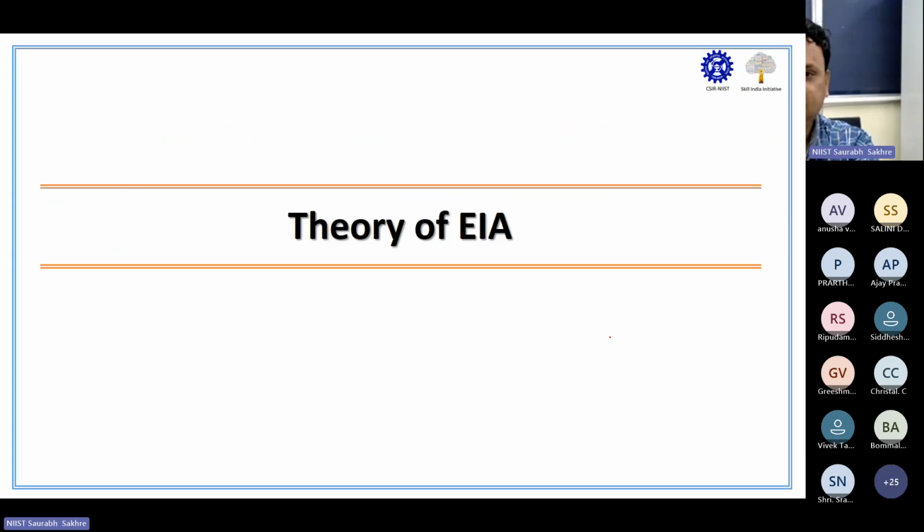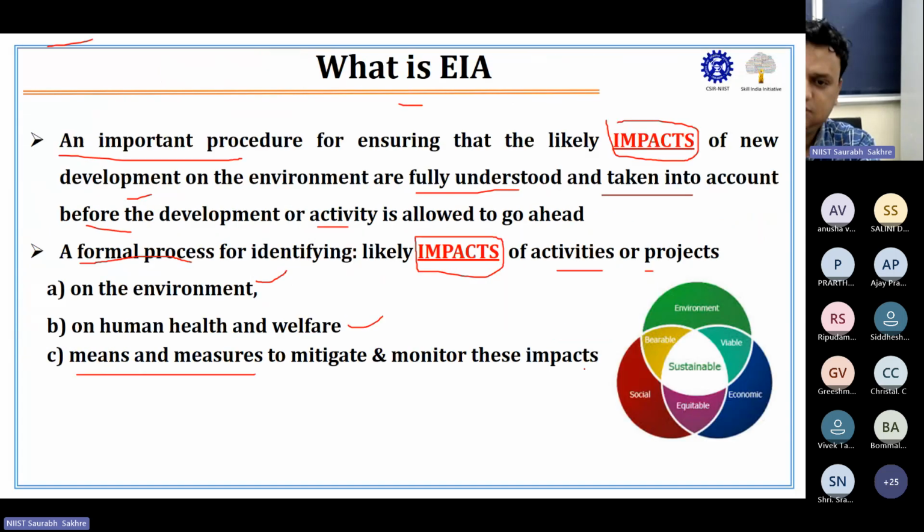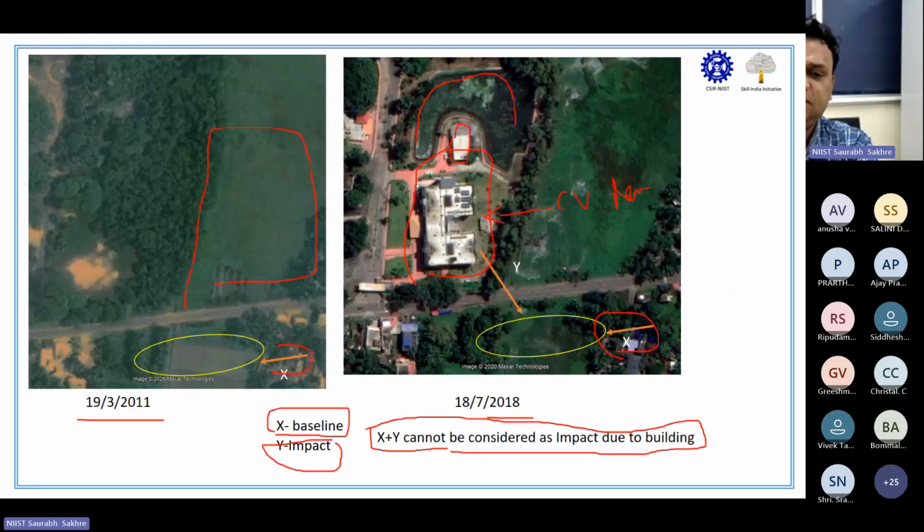Okay, so I hope the definition of impact, effect, environment in the context of EIA, and what is impacting and what is baseline is clear to you.